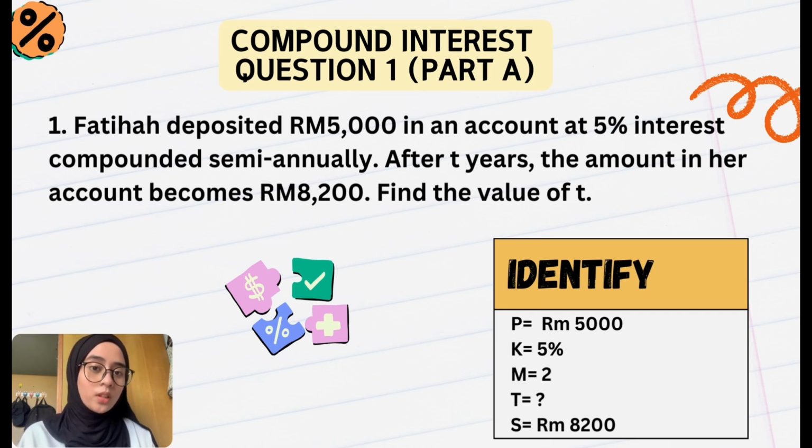The problem involves calculating the time required for the principal of 5,000 ringgit to grow to 8,200 ringgit at a 5% interest rate compounded semi-annually. So, what do we need to do? The first step is to list the given information. P is the principal, 5,000 ringgit, R is the interest rate, 5%, N is the compounding frequency, 2, and A is the final amount, equal to 8,200 ringgit.